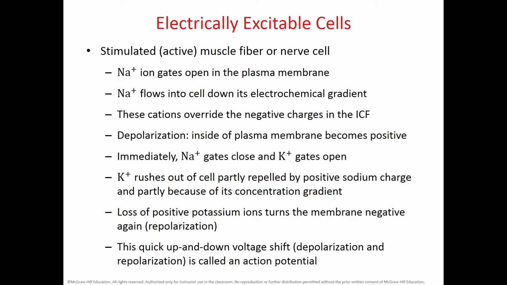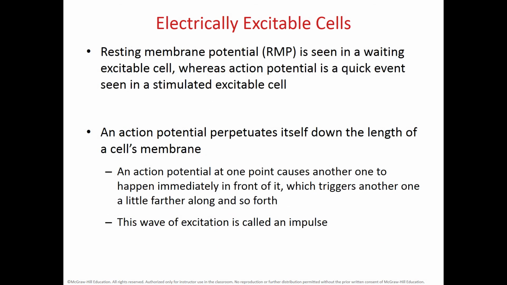And then the loss of positively charged potassium ions will turn the membrane negative again. So you will repolarize the cell. And this will quickly move the voltage up and down. So since your cell at rest was negatively charged and then becomes positively charged, and then through the escape of this potassium, the cell will repolarize, or become negatively charged again.